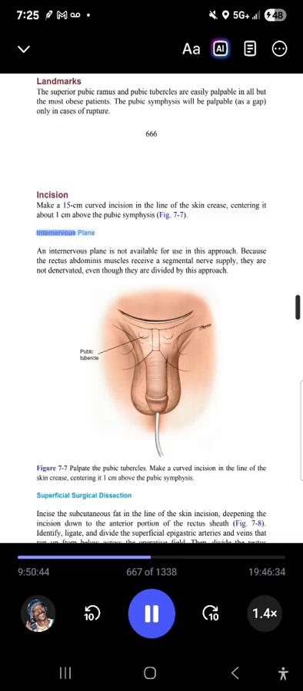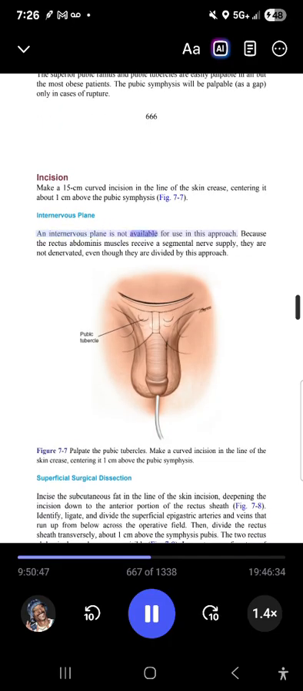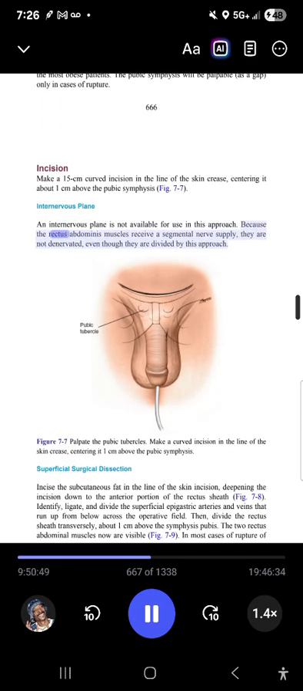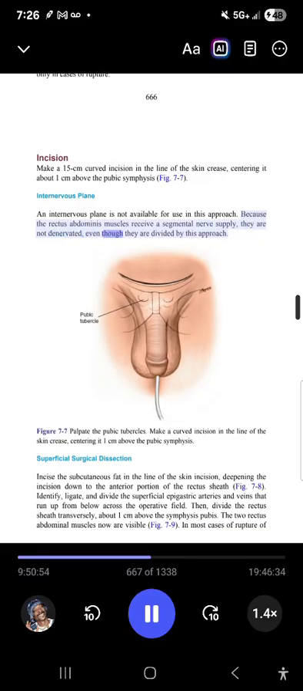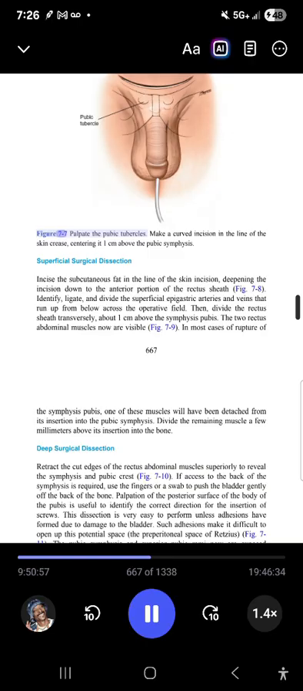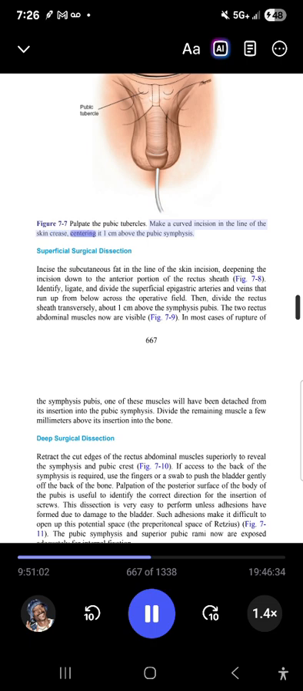Internervous plane. An internervous plane is not available for use in this approach because the rectus abdominis muscles receive a segmental nerve supply. They are not denervated even though they are divided by this approach. Figure 7-7. Palpate the pubic tubercles. Make a curved incision in the line of the skin crease, centering at 1 cm above the pubic symphysis.